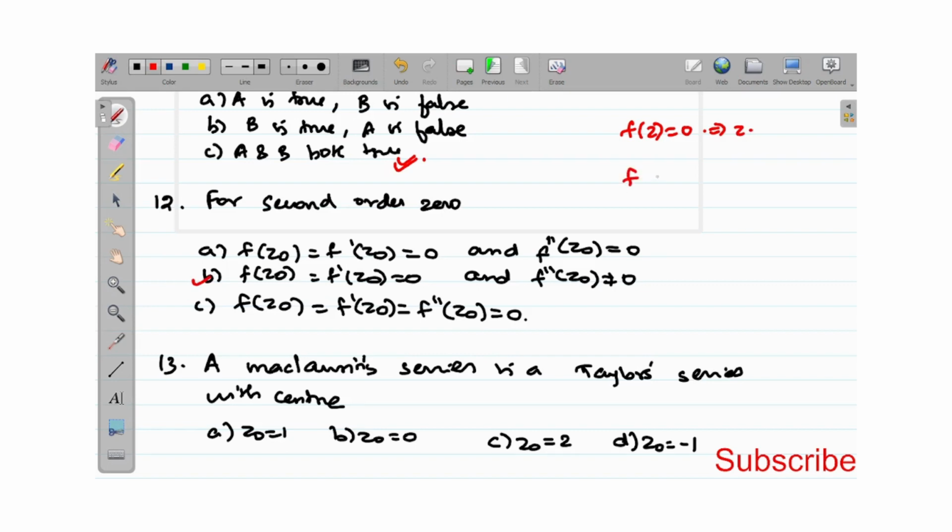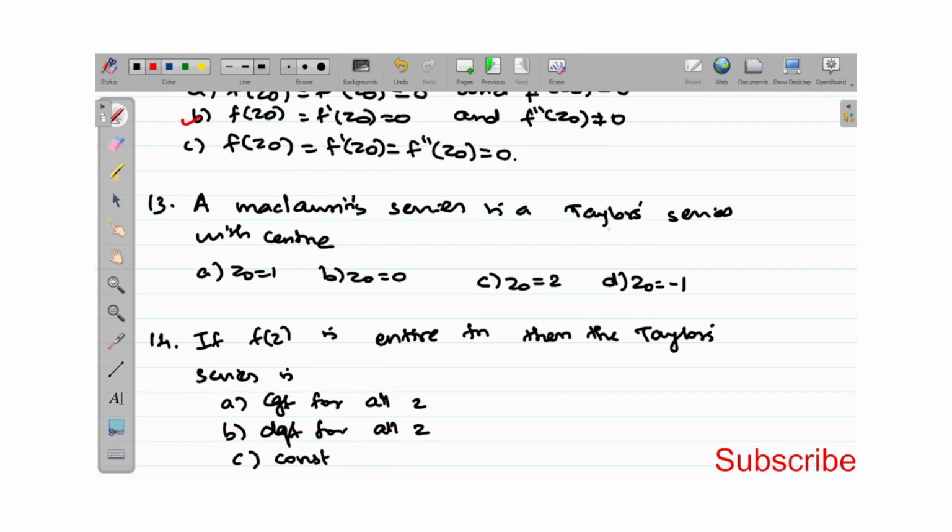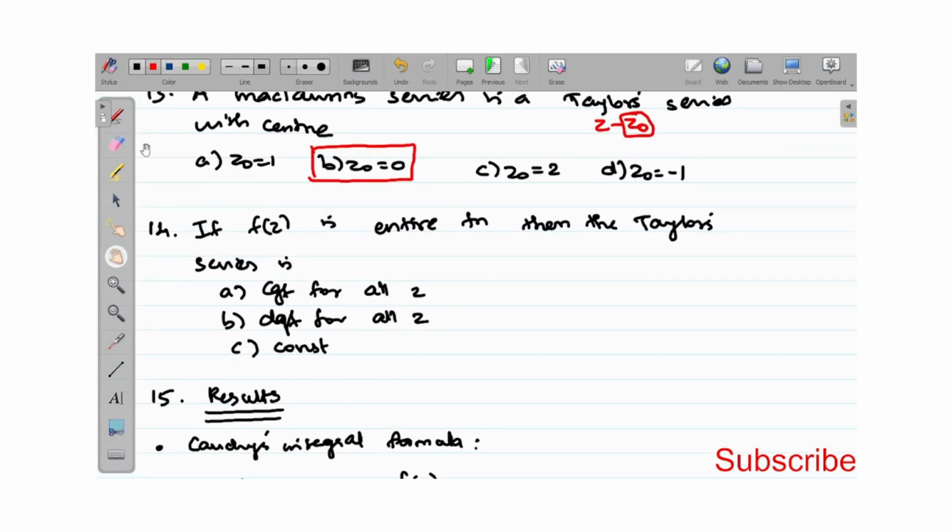That is, the function f', if you find it, is equal to 0, but f'', the double derivative, shouldn't be equal to 0. If so, we can say that it is a second order zero. 13th one, a Maclaurin series becomes a Taylor series with center z0 = 0, that is, z minus z0 in this place is equal to 0. Then 14th one, f(z) is an entire function, then the Taylor series converges for all z. We know that the Taylor series is also a power series. So according to that condition, we can say that it is convergent for all z.